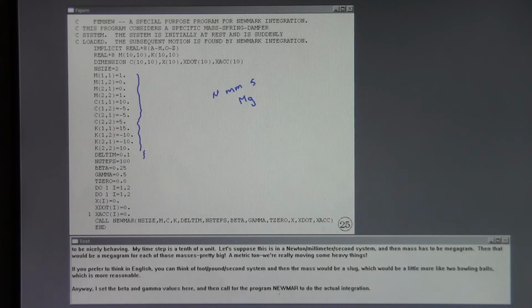If you prefer to think in English, you can think of foot-pound-second system, and then the mass would be a slug, which would be a little more like 2 bowling balls. That's more reasonable. Anyway, I set the beta and the gamma values here, and then call for the program Newmark to do the actual integration.